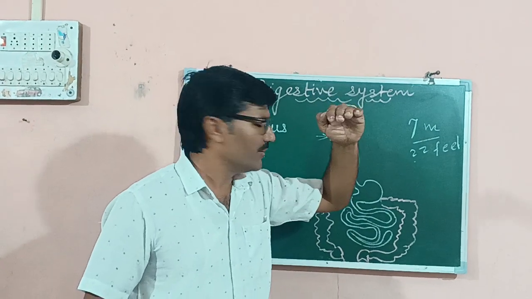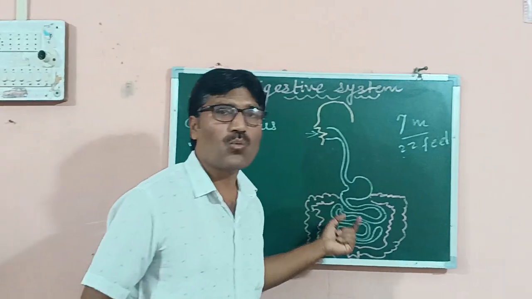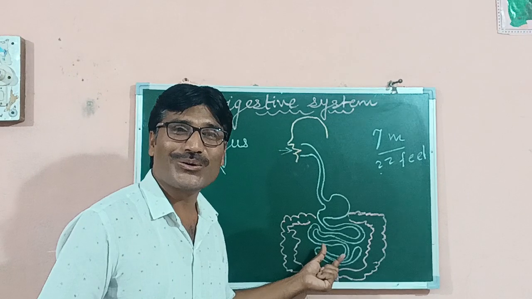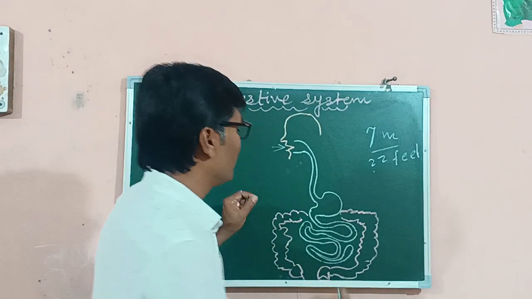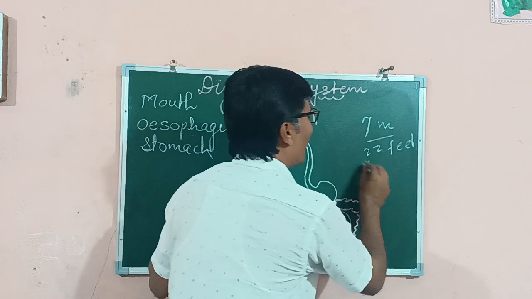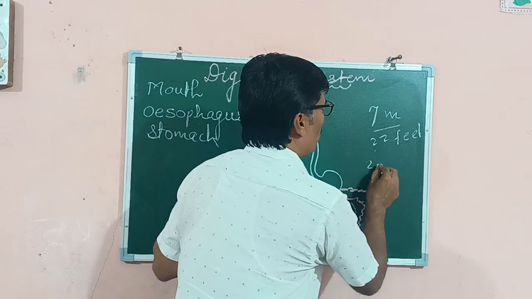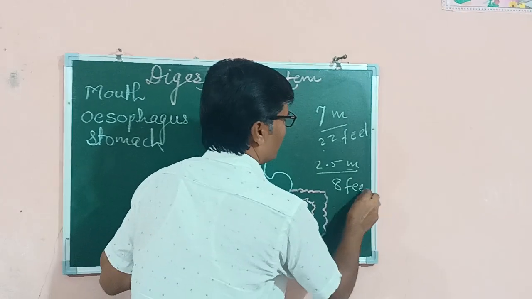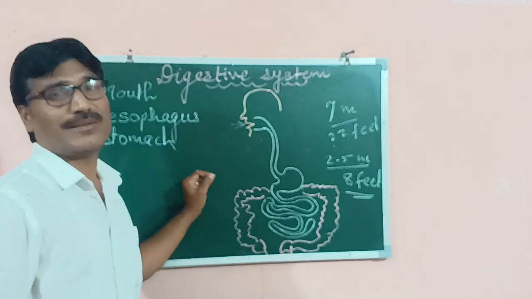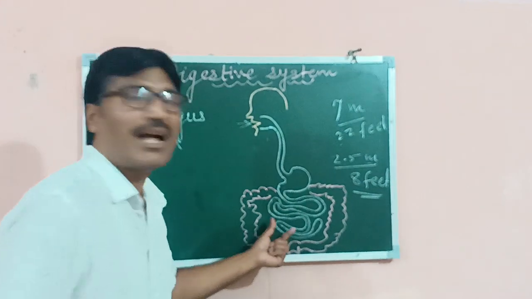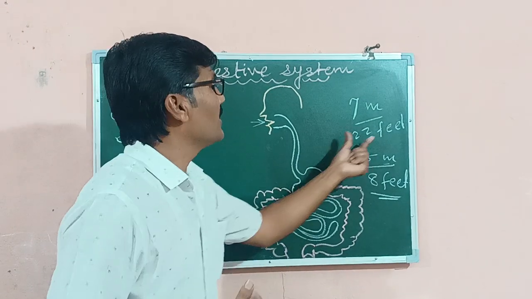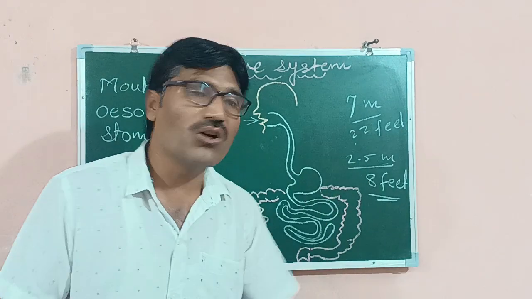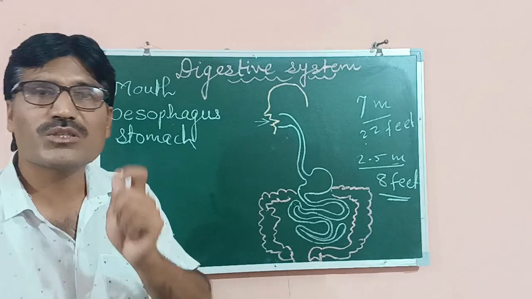and big animal. So what is the length of the cow's small intestine? You know, it's an amazing thing. The small intestine of a cow is approximately 2.5 meters in length. That means near about 8 feet. Only 8 feet. But what is the length of our small intestine? It is 22 feet long. That means 3 times longer than the cow's small intestine.